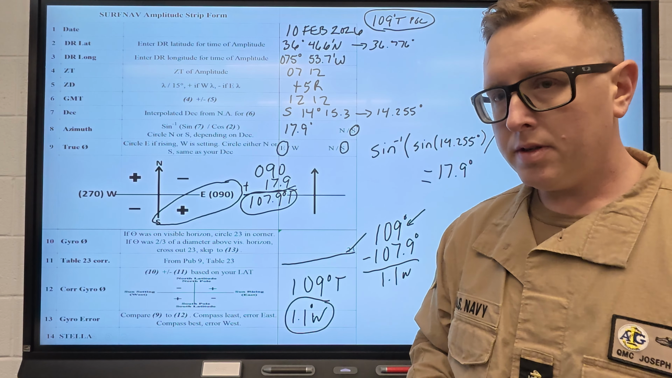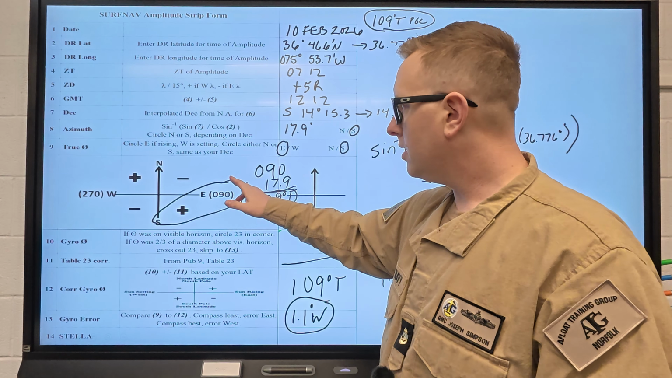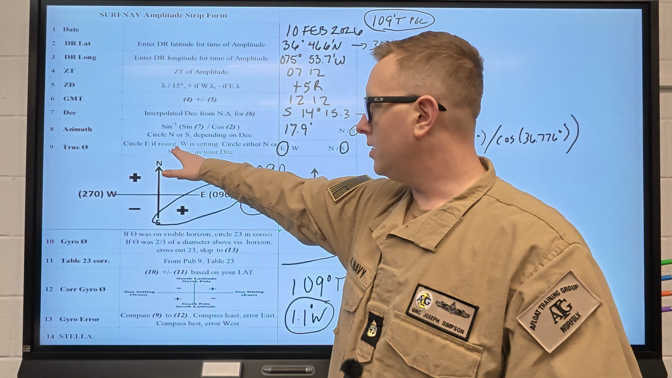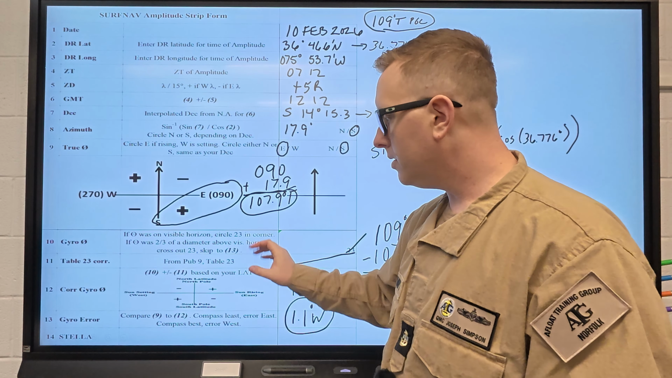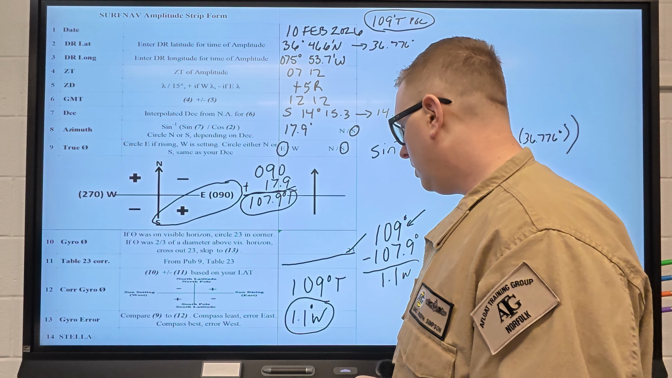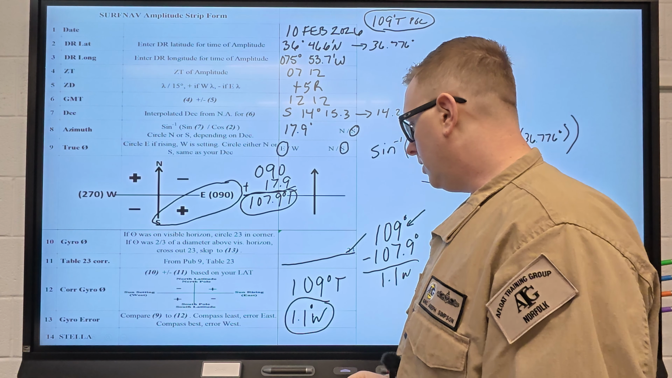It'll be a little bit different if you're doing the setting sun. Obviously, number 9 will be a little bit different because you'll be circling west instead of east. It'll be over here, either add or subtract 270, but this is good. All right, so this is the second way when you're out in open ocean to get gyro error.